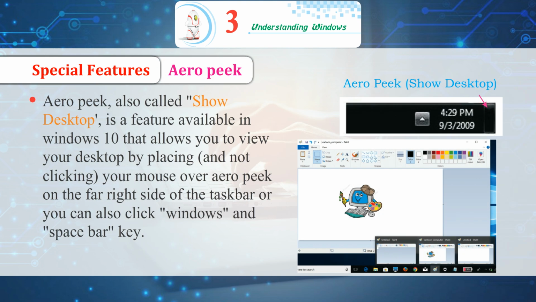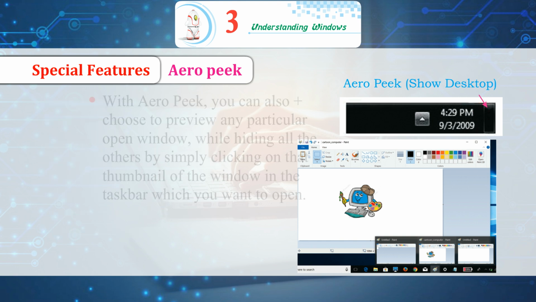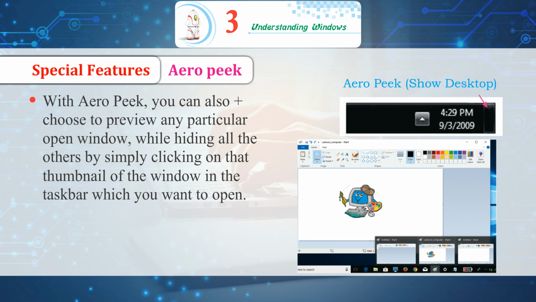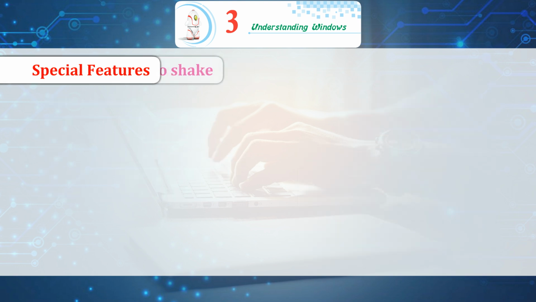Special features. Aero Peek. Aero Peek, also called Show Desktop, is a feature available in Windows 10 that allows you to view your desktop by placing, and not clicking, your mouse over Aero Peek on the far right side of the taskbar, or you can also press the Windows and Space bar keys. With Aero Peek, you can also choose to preview any particular open window while hiding all the others by simply clicking on the thumbnail of the window in the taskbar which you want to open.